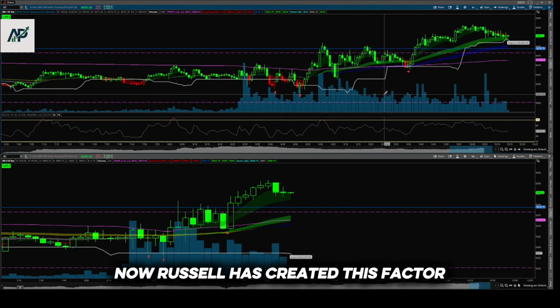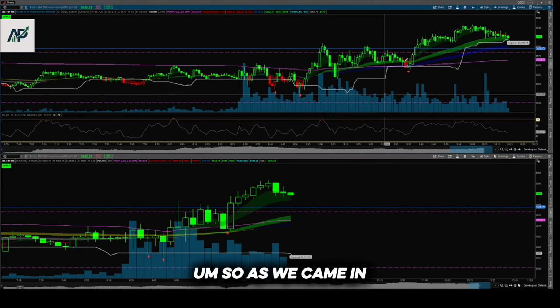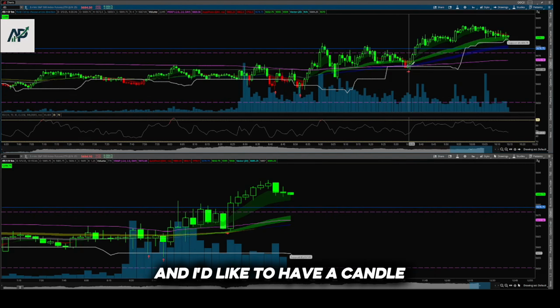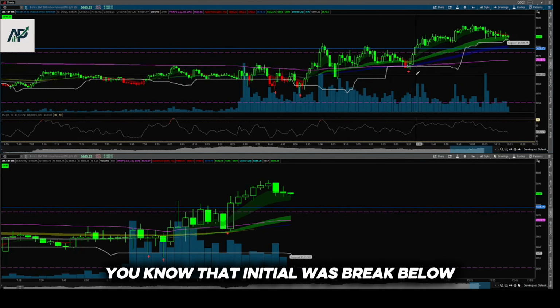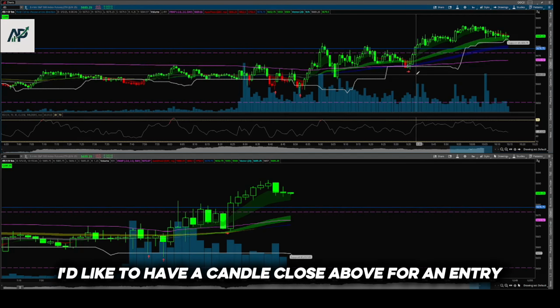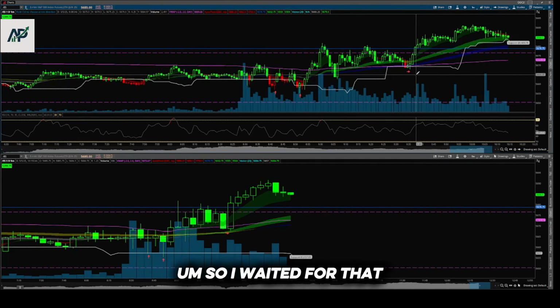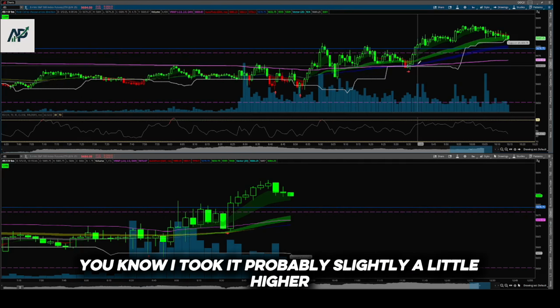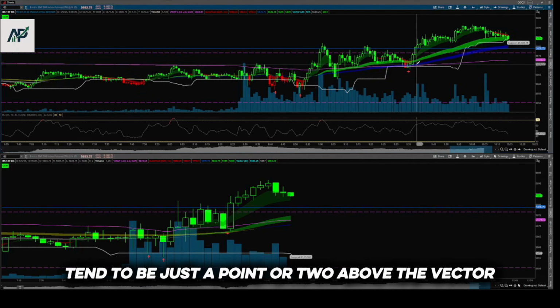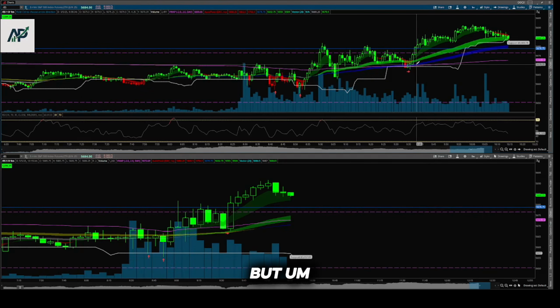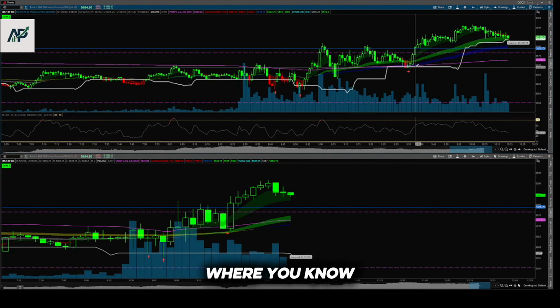Now, Russell has created this vector, and it's amazing at doing just that, identifying that area of entry. So as we came in, we tested it, right? And I'd like to have a candle, that initial one was a break below. I'd like to have a candle close above for an entry. So I waited for that. That entry, I took it probably slightly a little higher. My entries tend to be just a point or two above the vector, but we're looking at like 56.70 versus 56.69 where my fill was.